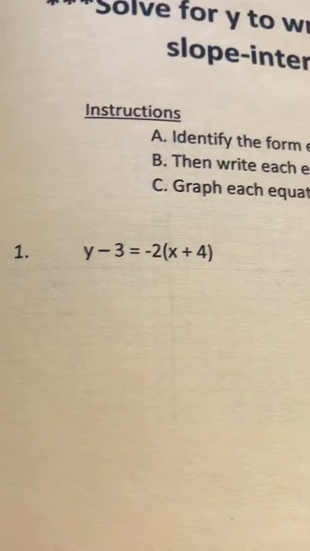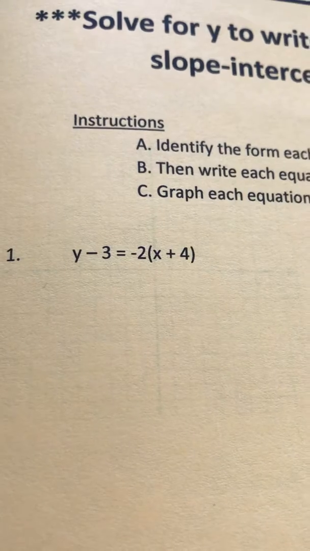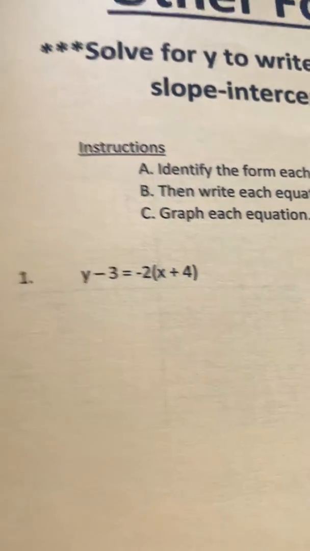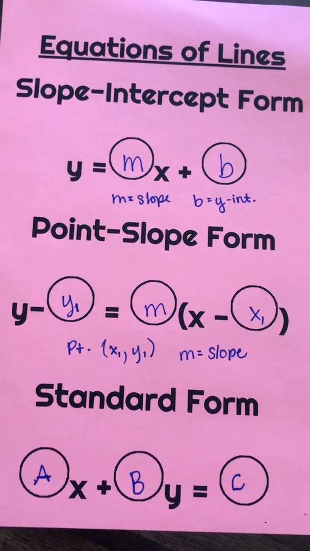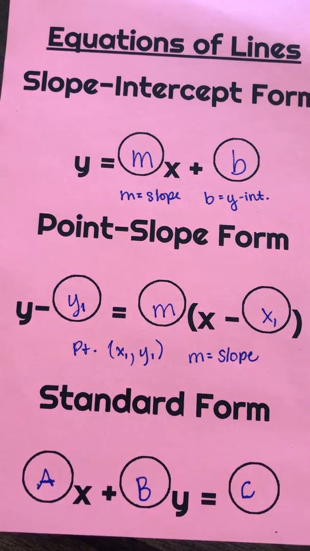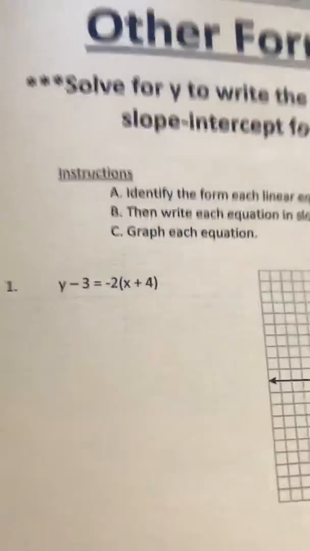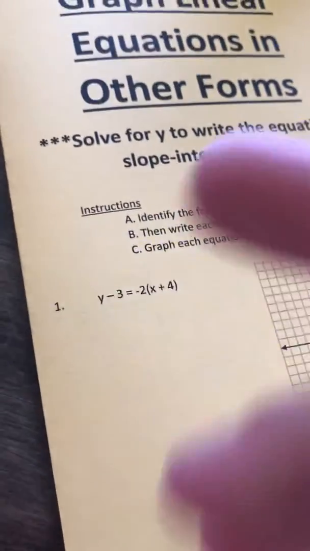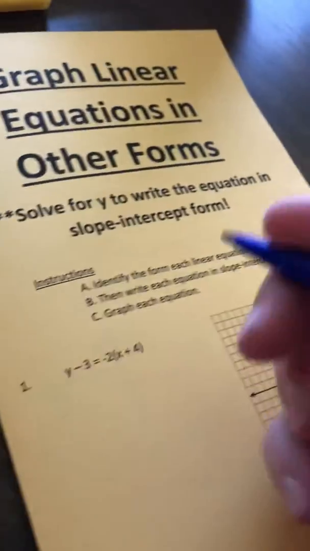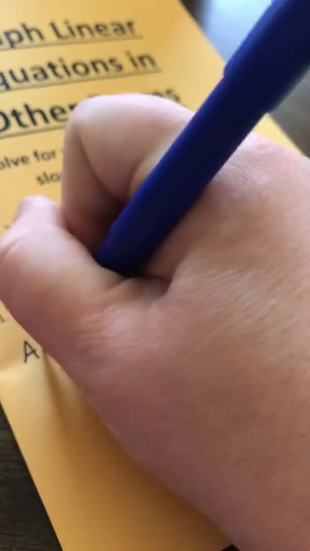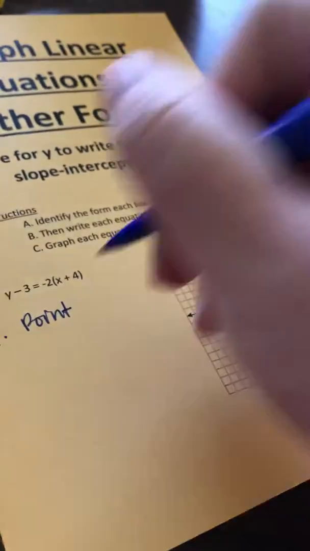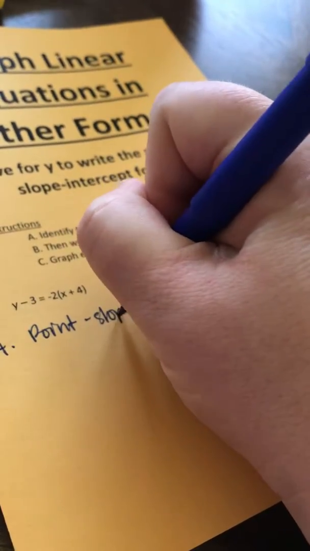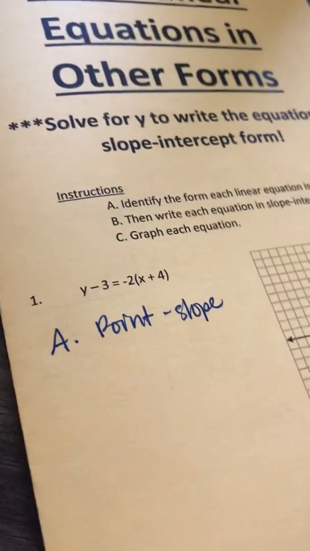So first thing is we need to look at this equation, y minus 3 equals negative 2 times x plus 4, and decide what form it's in. So that equation matches point-slope form. Okay, y minus a number equals the slope times an x-coordinate. So the first thing we're going to do is part A, we're going to say this is in point-slope form. So that is written in point-slope form.